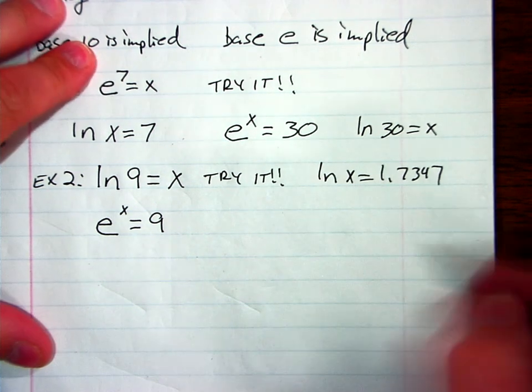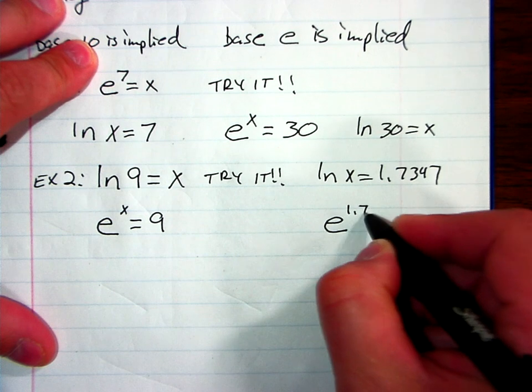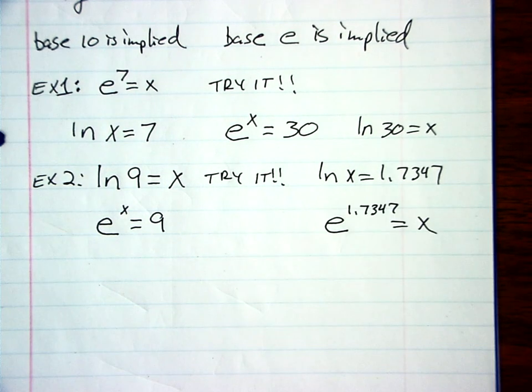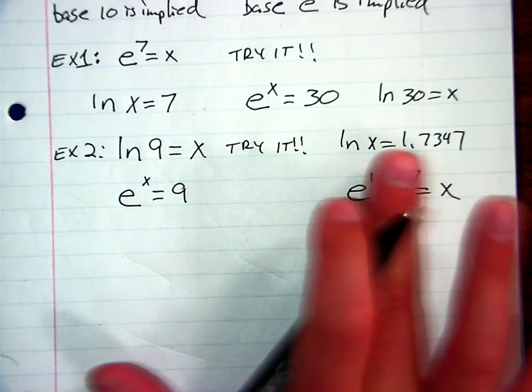All right, you should be done now. E raised to the 1.7347 equals x. You are done. And we are two-thirds of the way done with our lesson. Just make sure it's an exponent, because we're going from log to exponent.